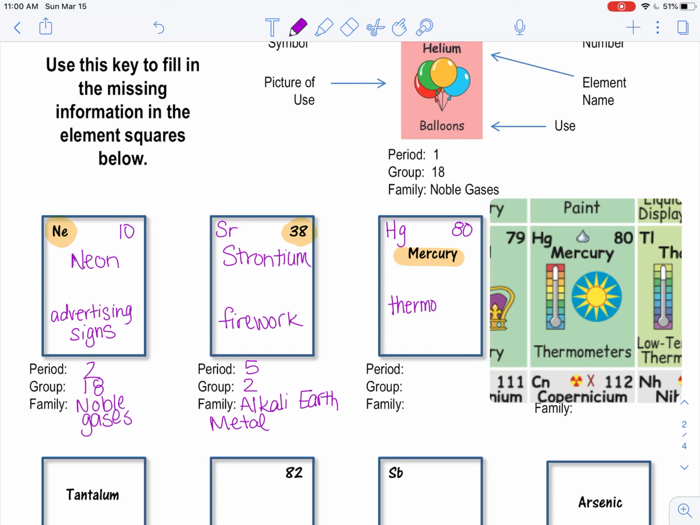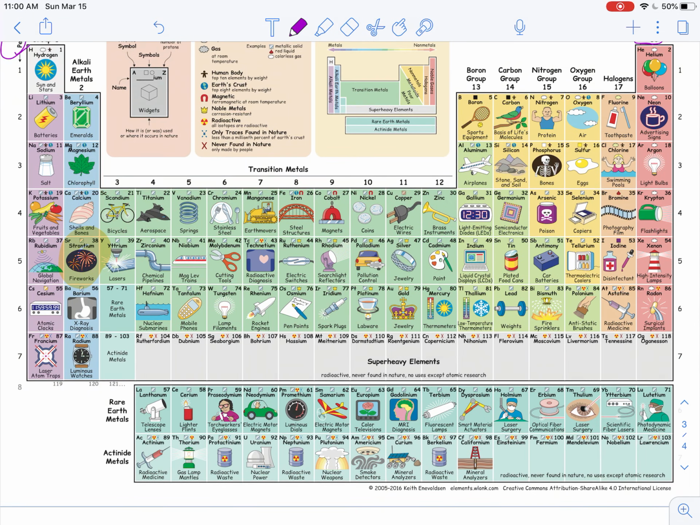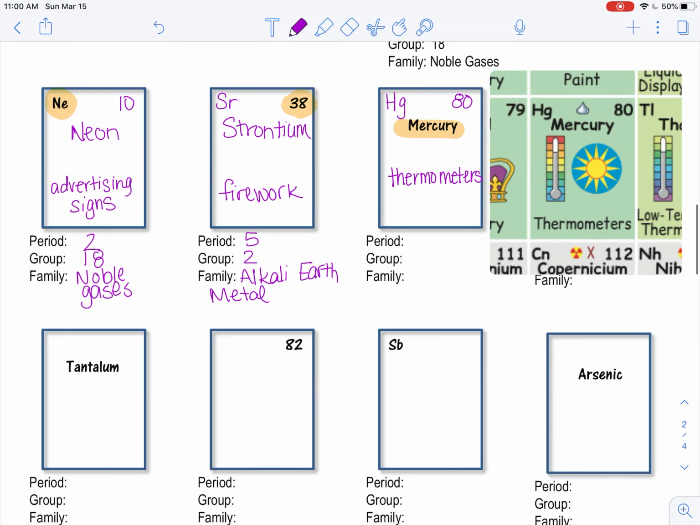We've talked about this before, that back in the old days, when thermometers had that silver metal liquid in them, it was mercury, but we stopped using that because it can be very dangerous to people if the mercury gets in their body through their skin. All right, period, group, and family. Let's go down and see. For mercury, it is in period 6. It's in group 12, and it's green, so it is a transition metal. Period 6, group 12, and it is a transition metal.